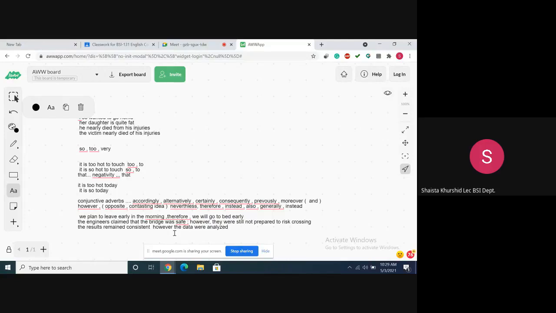Now I'll be asking you people in the next class. It should not be the same case as when I asked about adjectives and you weren't telling me anything about adjectives. Okay, so in the next class I'll be asking about conjunctive adverbs, and it's very important for you people to learn at this stage.